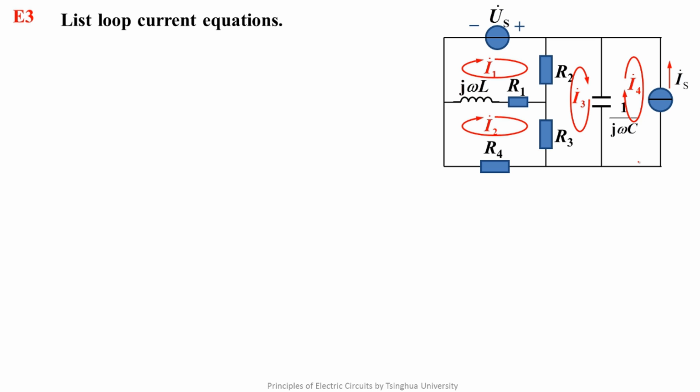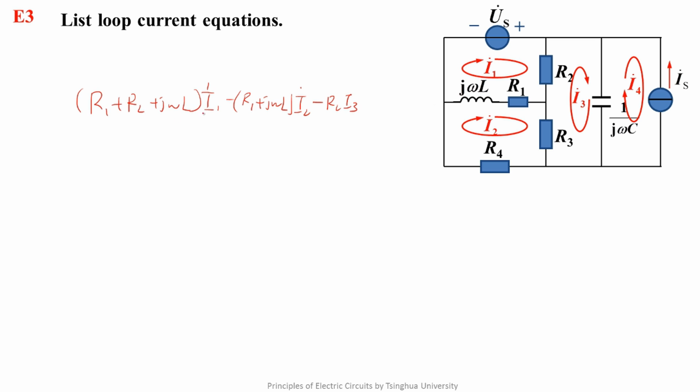Now we take loop 1 as an example. For I1, its self-impedance is this. I1 and I2 have a common branch. The direction of I1 and I2 on the branch is opposite, so there should be a negative mutual impedance. I1 and I3 have common R2 branch. I1 and I3 are opposite on R2, so their mutual impedance is also negative. I1 and I4 don't have a common branch.